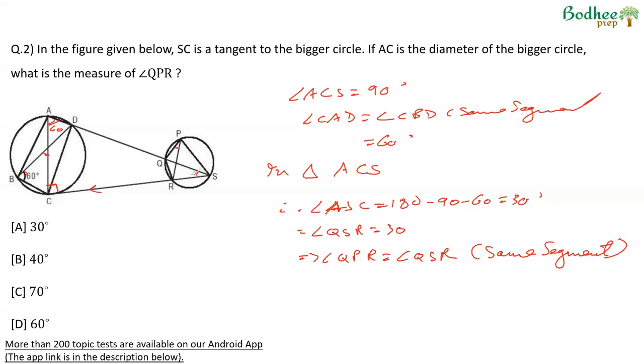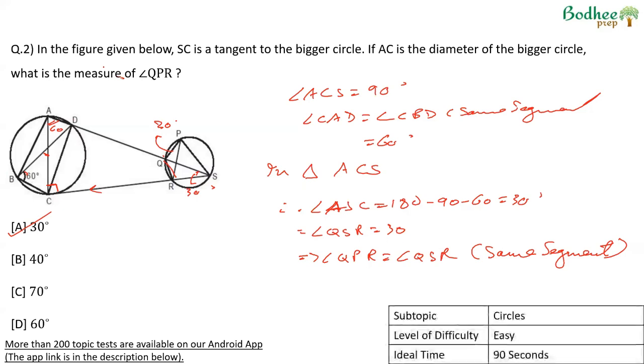And therefore, since this is 30, this angle here will be the same because it is on the same chord QR, and therefore we can say angle QPR will also be 30 degrees, and that becomes our answer, option A. Again, an easy question, maybe a minute and a half at most to solve.